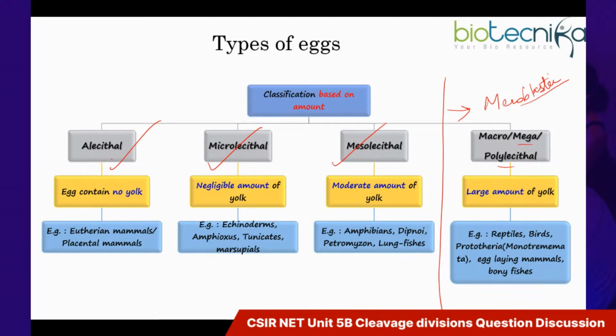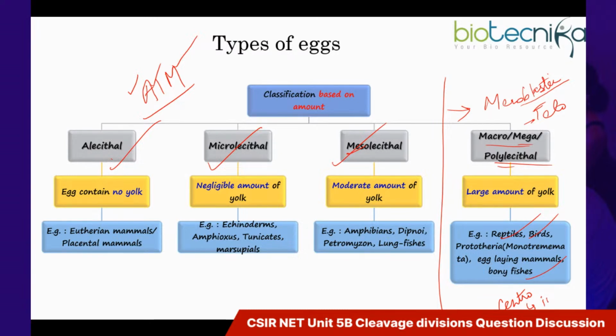Got it? So you have to remember this as a shortcut: alecithal, isolecithal, and mesolecithal. Whereas here you have two different types of egg. Under that you have the telolecithal egg, as you get in birds, reptiles, and fishes. And another one is centrolecithal. It is not mentioned here. Centrolecithal is based on the position of the yolk.